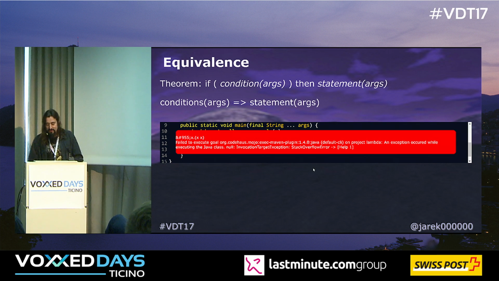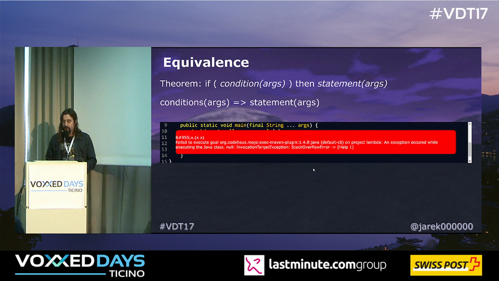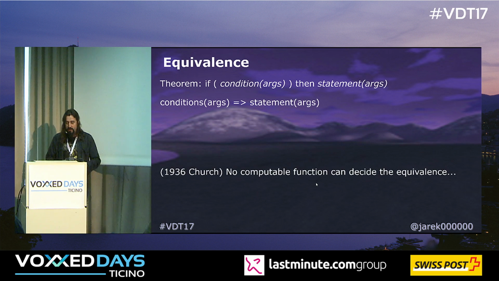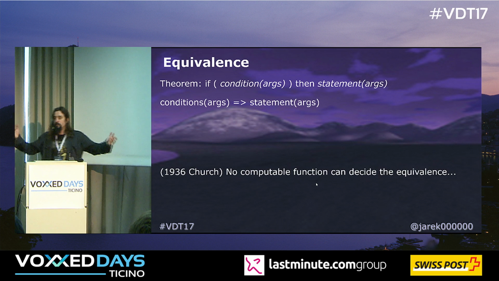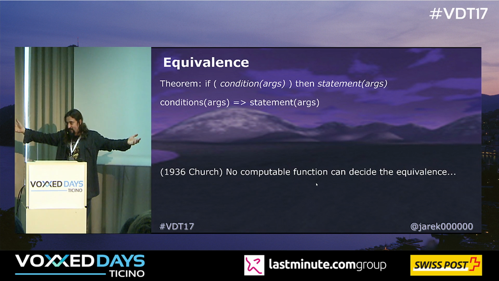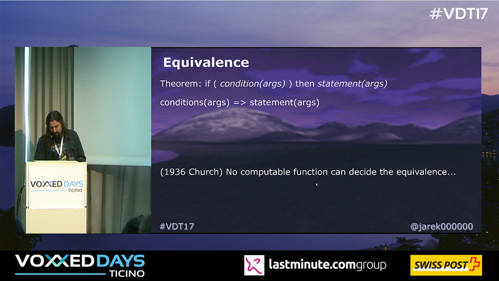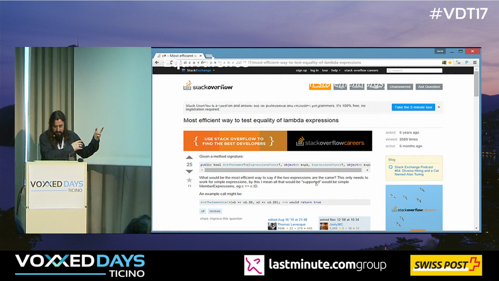Basically, it means it's the same problem that you know from the Turing machine. You can't tell if it stops. You can't use another Turing machine to just say, does it stop or not? So basically, Church has proven that no computable function can decide equivalence. It means you can't build a lambda that takes another lambda and just says it's true or false. Oh, such a story. But you don't have to worry.